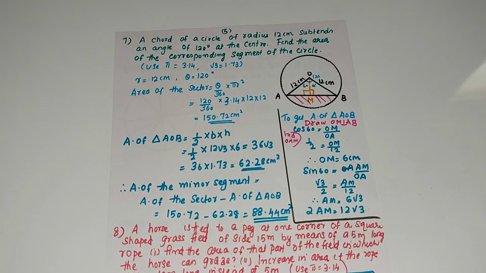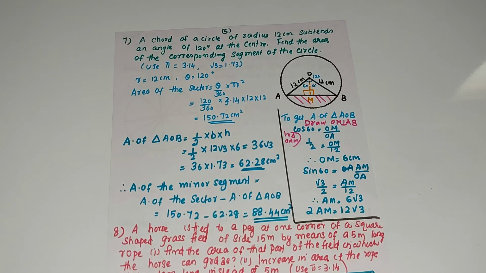Then sin 60 equals AM by OA. The value of sin 60 is root 3 by 2, equal to AM by 12. Therefore AM equals 6 root 3. We need AB, that means 2 AM, which is equal to 12 root 3. So we got height and base. Height is 6 centimeter and base is 12 root 3.